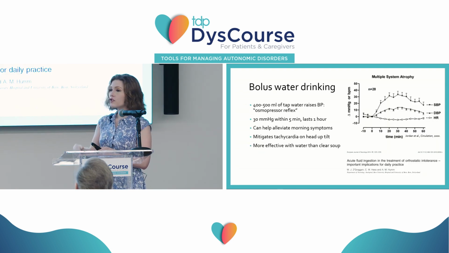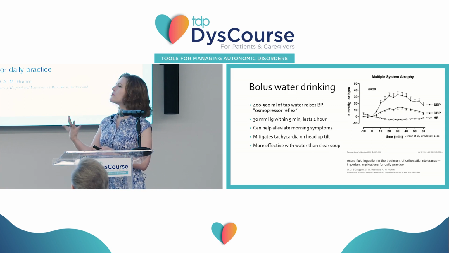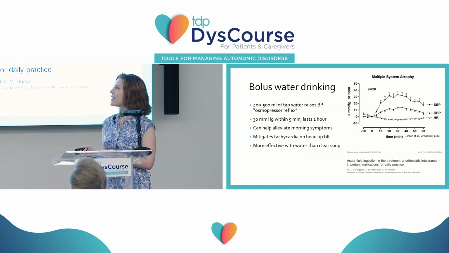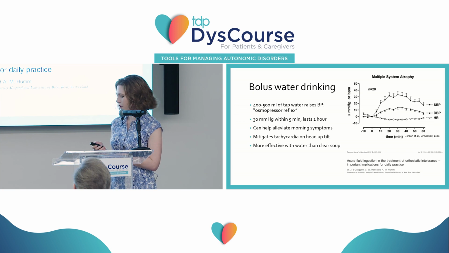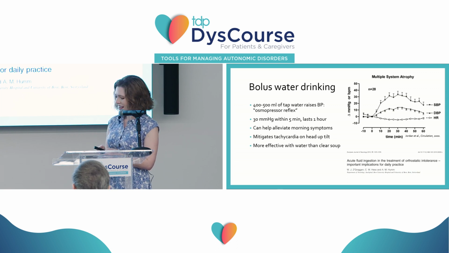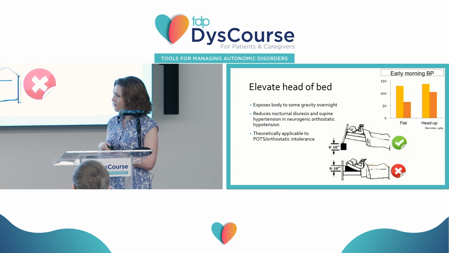Bolus water drinking. If you can drink a whole bottle of water in about 5 minutes or so, it can really boost your blood pressure in terms of autonomic failure, or can settle out the standing fast heart rate in forms of POTS and dysautonomia. That's a nice trick for when you're about to get up and do something. Chug a bottle of water beforehand and go about your way.